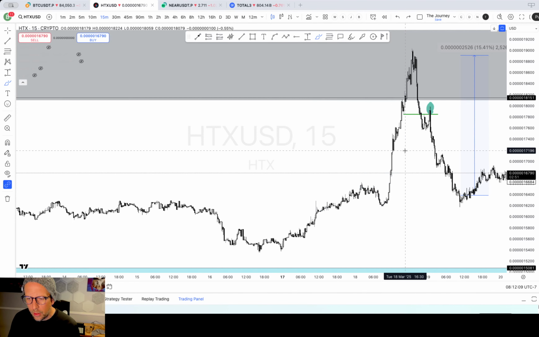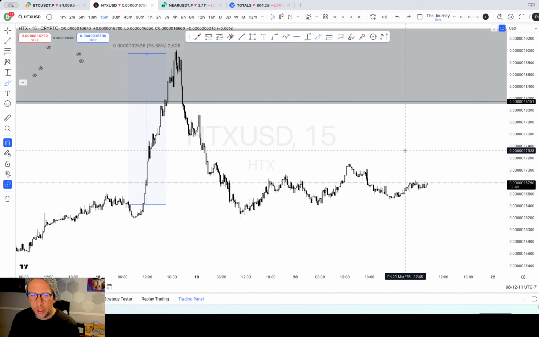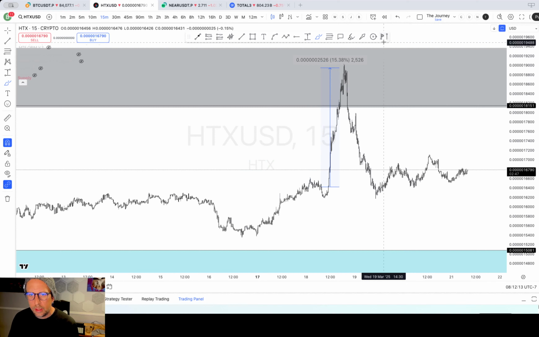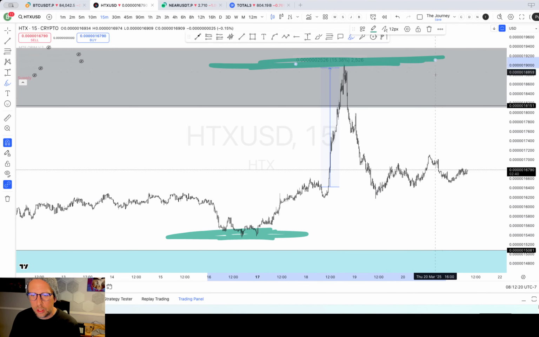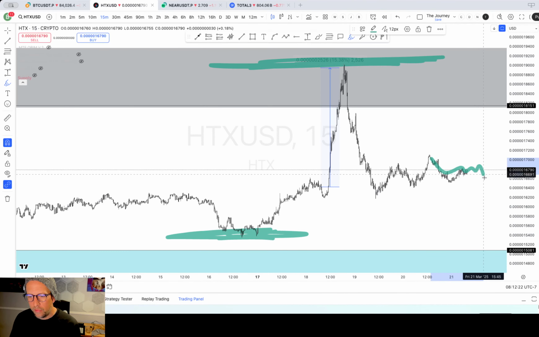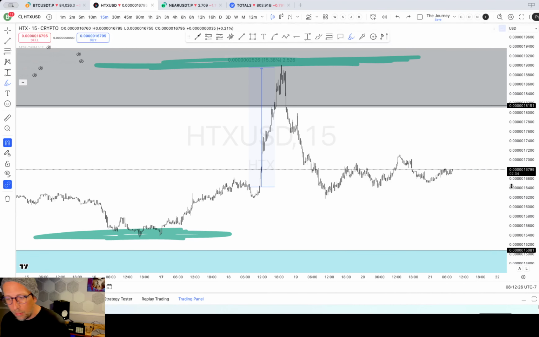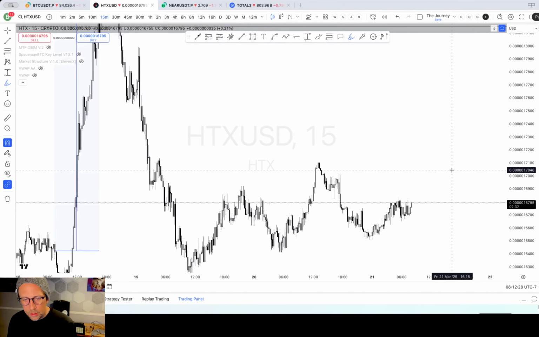Let me put it this way. When I say this looks like a short, what I mean to say is I believe that this price gets touched before this price gets touched. How in the world would I find an entry down there? I have no idea yet.